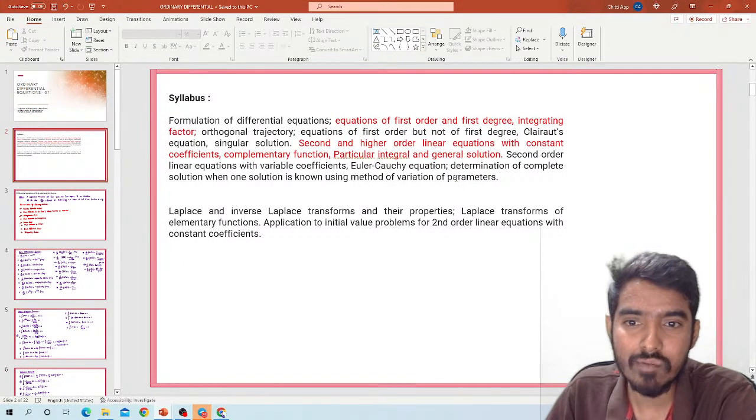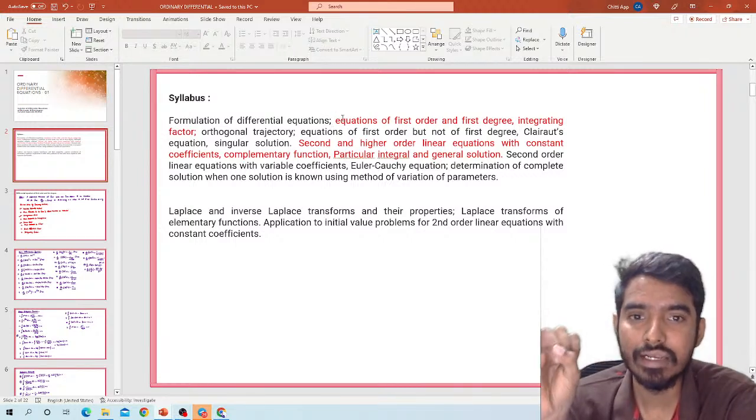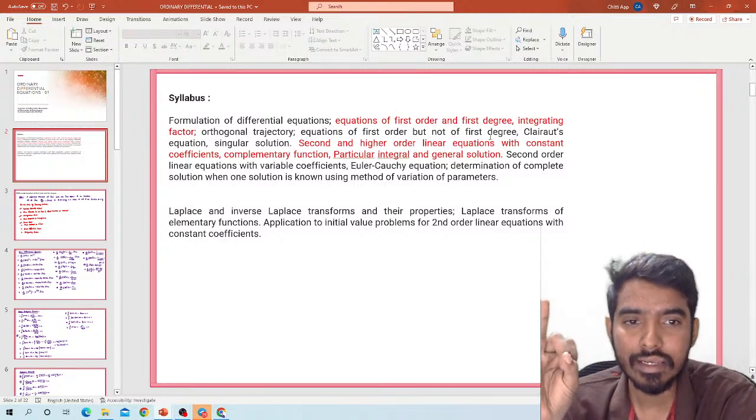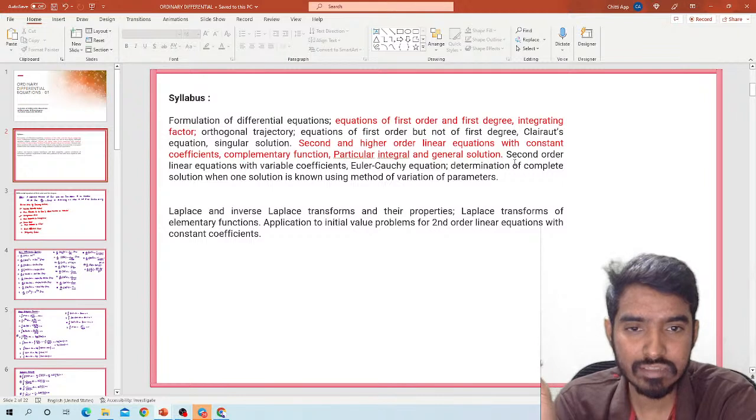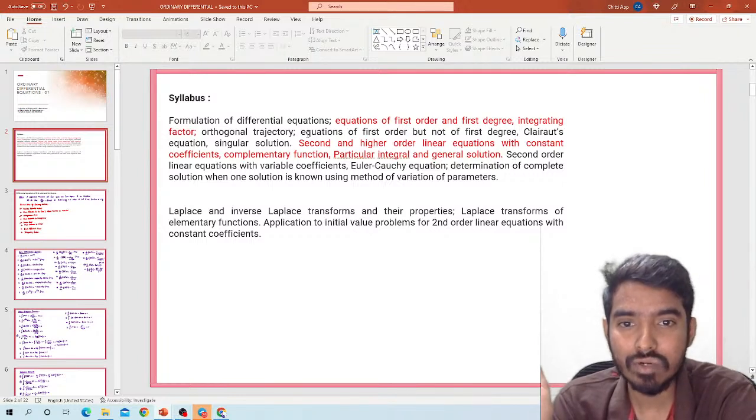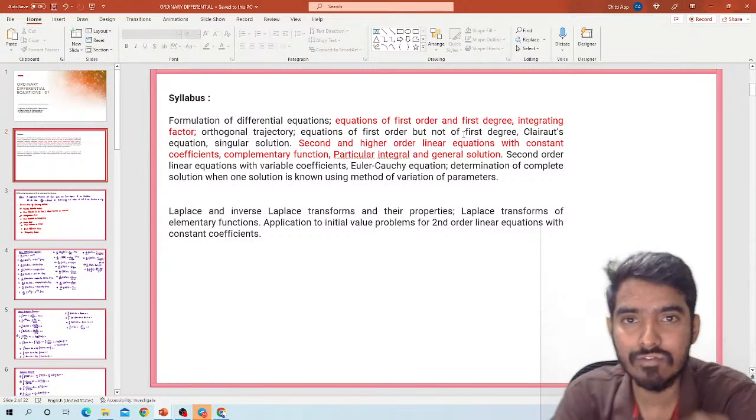After finishing that, we will have variation of parameters. So there are only 5 topics here. First one is formation of differential equation. Second is the one that you have completed. Third is the one that you have completed again. And we will complete this part. Variation of parameters is still left after completing this part. And then at last, we'll come back to this equations of first order but not of first degree.